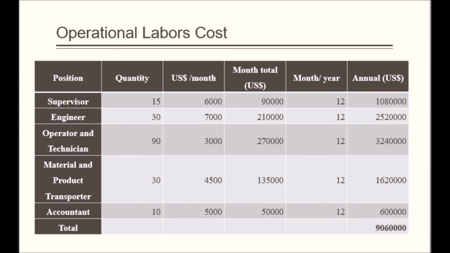Now we proceed to the calculation of operational labour cost. In this plant, we assume to have 15 supervisors, 30 engineers, 90 operators and technicians, 30 material and product transporters, and 10 accountants. According to the salary market, the total annual cost for operational labour will be 9 million.